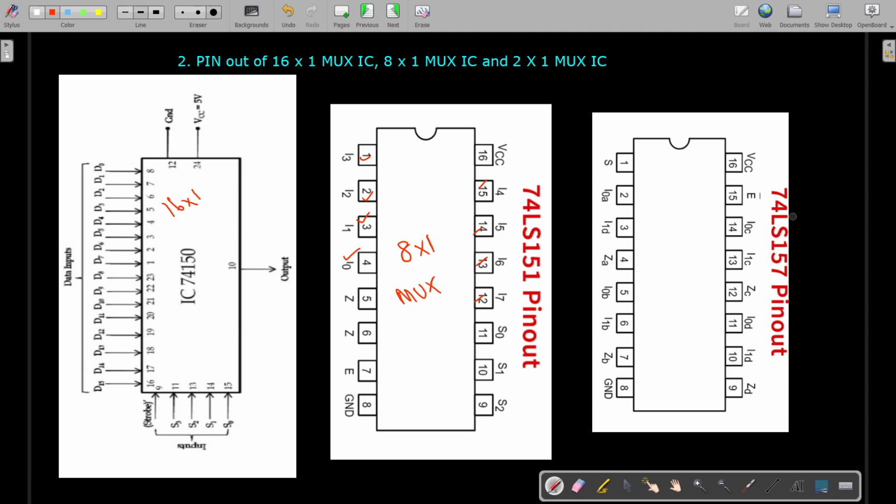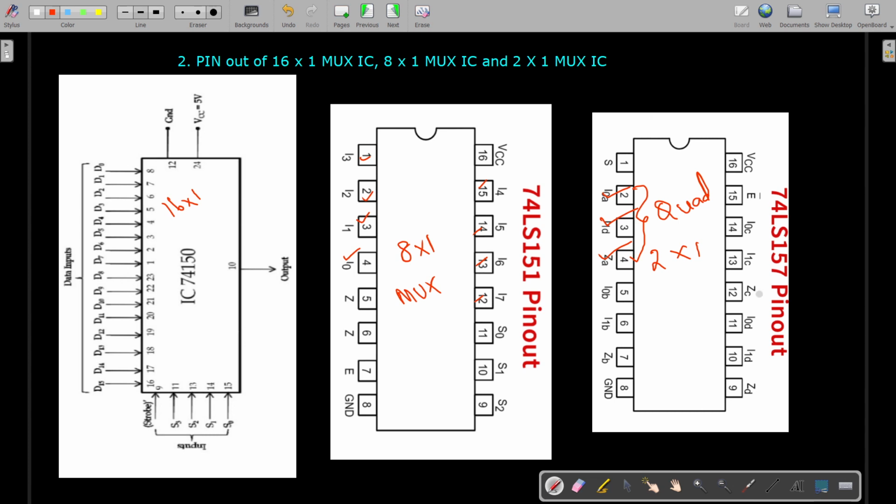Then this 74157 acts as a 2 by 1 MUX, but it consists of 4 number of 2 by 1. Okay, that is quad. So here you have I0 and I1 as the input lines, and this is your output line for the first 2 by 1 MUX. Other than that, you will be having the I0B and I1B and ZB for the second 2 by 1 MUX. So we are going to use only one 2 by 1 MUX here.